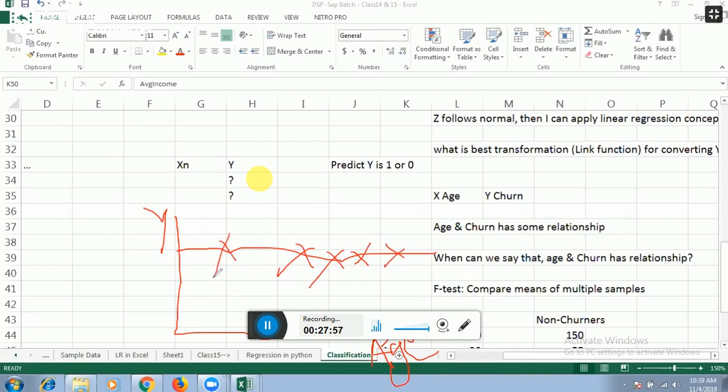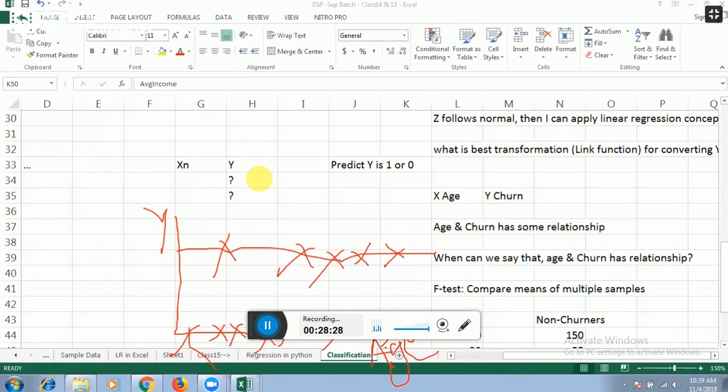Maybe some customers with low age also churned, but the majority of customers who are having a high age, they churn. That means the old customers are more churners, and some customers of that age also stayed back, but the majority of your customers are churners if the age is high. So can I say that there is a relationship in this case?